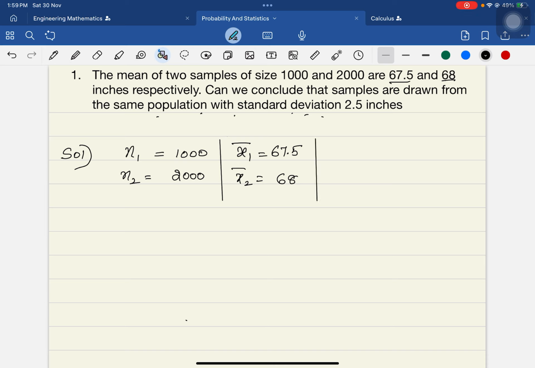And what next? Can we conclude that the samples are drawn from the same population with the standard deviation 2.5 inches?